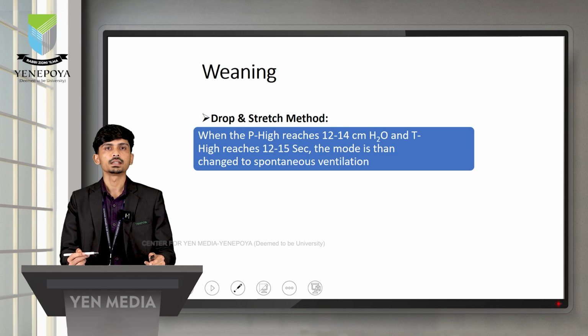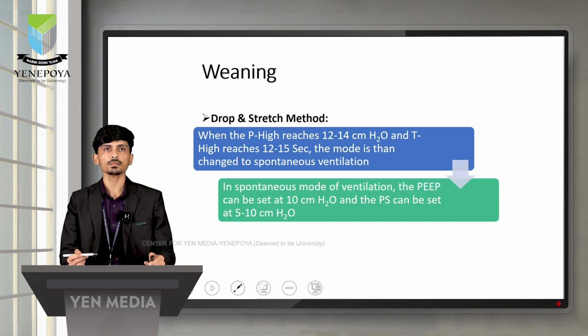centimeter of water. At the same time, since we are increasing the T high from 5 to 7 seconds, we have to increase it every second hour by 2 maybe. So then it will reach 12 to 15 seconds. After it has reached these target ranges, you will switch over the mode to your spontaneous ventilation mode, or pressure support mode of ventilation, as it's also called.